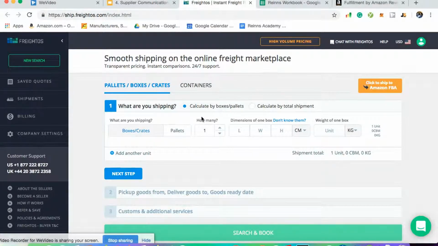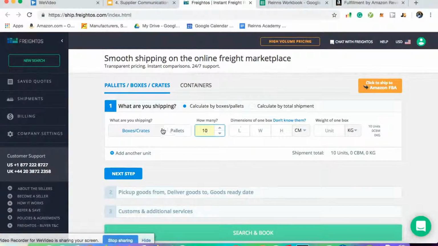So let's assume that we are buying 500 units. Okay, and out of those 500 units, we are going to have them put into 10 boxes. So what are you shipping? Boxes, crates, pellets. How many? Let's say 10. So out of these 10 boxes or cartons or pellets or crates, I have 50 units in each of those boxes. Okay, now you get it. So a total of 500 units.